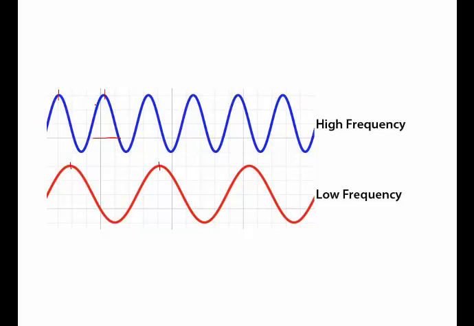Here, the period is shorter, but remember that frequency is 1 over the period, so they're inversely proportional. If the time it takes for 1 complete cycle, the period, is small, then the frequency is high. Alternatively, if the time it takes to complete 1 cycle is larger, then the frequency is lower.